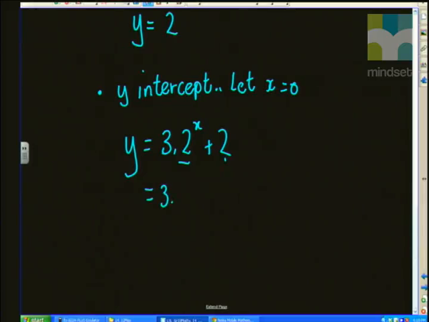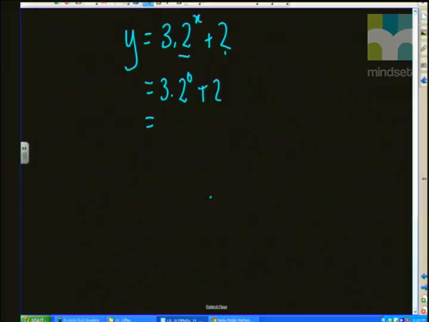x equal 0, you get 3 times 2 to the power of 0 plus 2. The exponent 2 to the 0 is 1. 1 times 3 is just 3, and then 3 plus 2 is 5. So therefore my y-intercept is (0, 5).